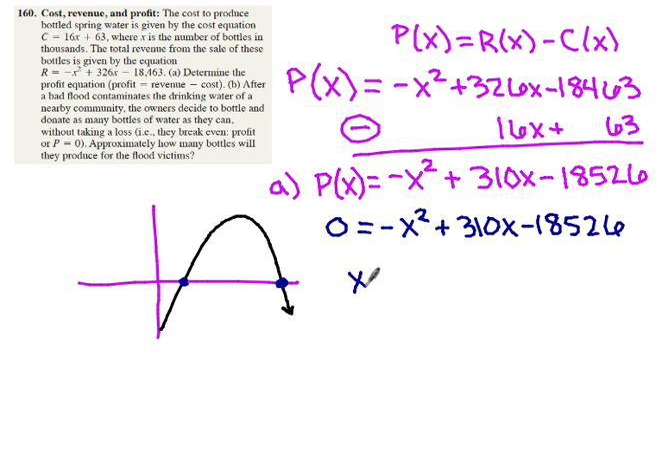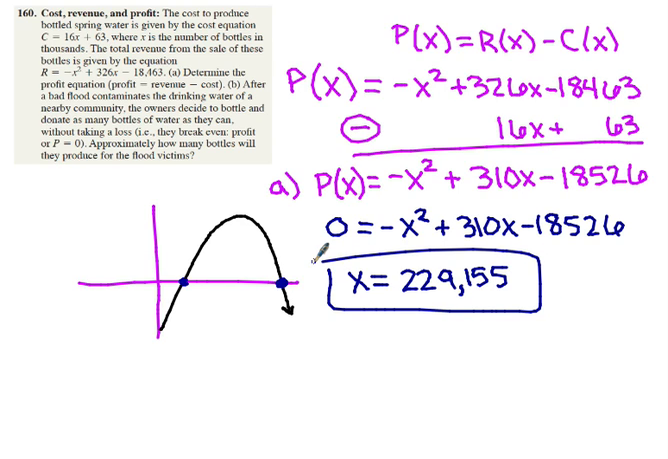And so when you plug it into the equations, you'll see that x is going to equal 229.155. So if we think about this, because it's thousands of bottles, which I believe it tells us here, yeah, bottles in thousands, we could donate 229,155 bottles of water before we would have to take a loss as a company.